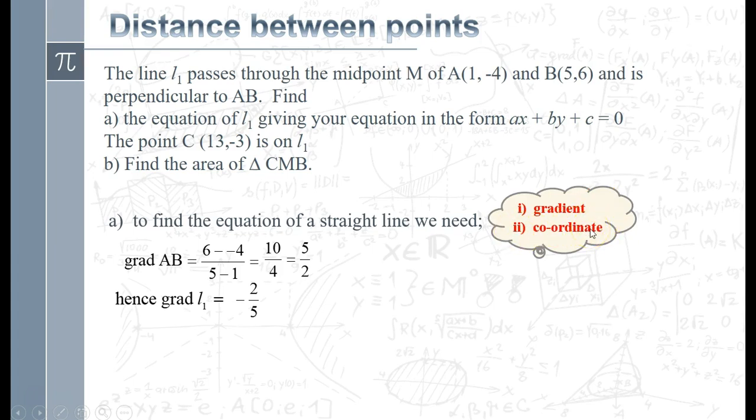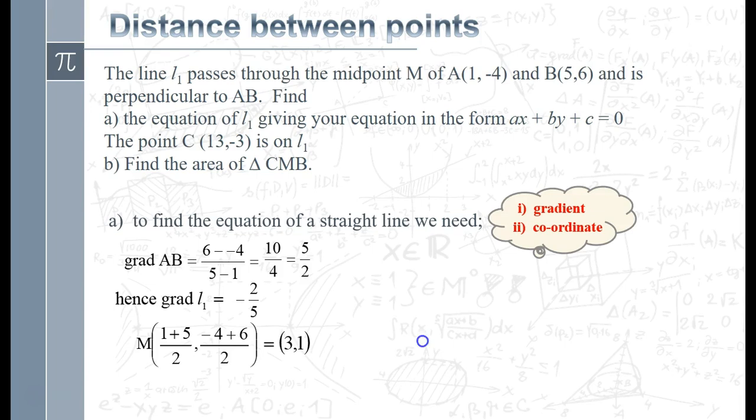We need the coordinate. And we are told it passes through the midpoint M of those 2 points. So let's find M. There we go. So our midpoint formula, add the x coordinates together, divide by 2. Add the y coordinates together, divide by 2. And so there is our midpoint. And so now we've got the 2 bits of information we need.